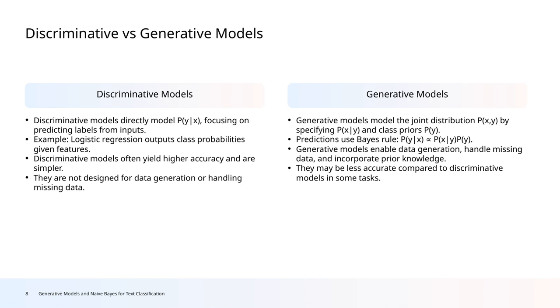So, in summary, generative models give us a way to generate data and handle certain complexities, but might sacrifice some accuracy, while discriminative models focus purely on making the best predictions possible, often with better performance in classification tasks.